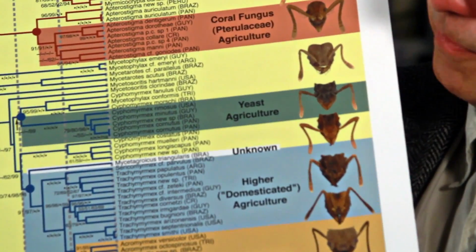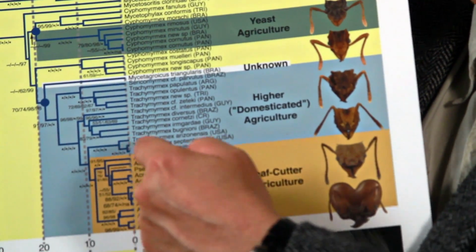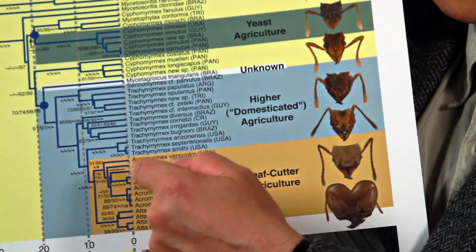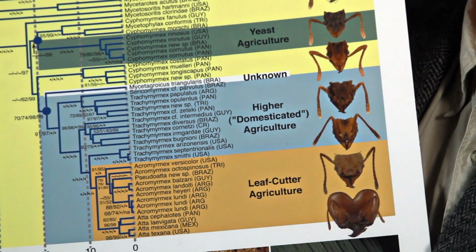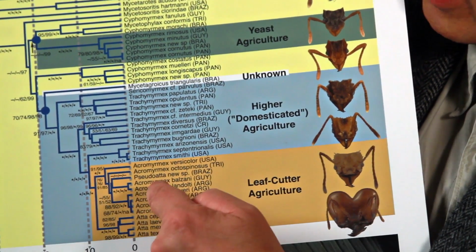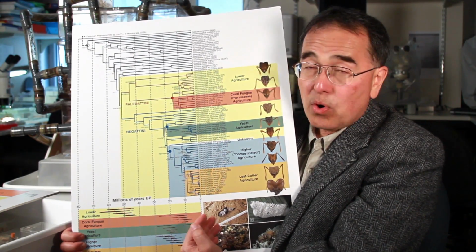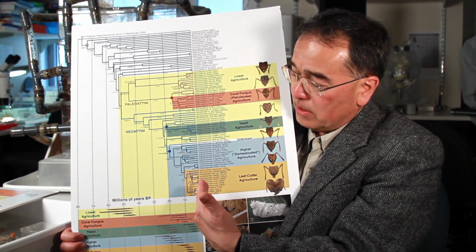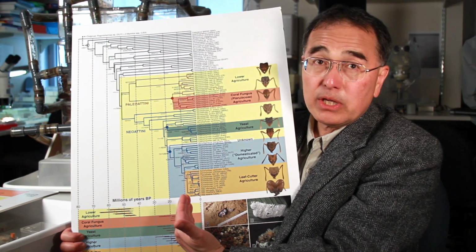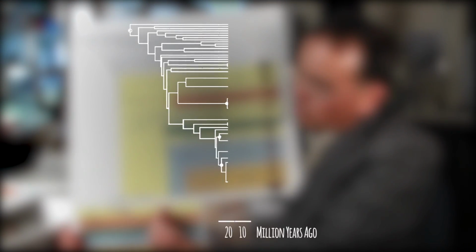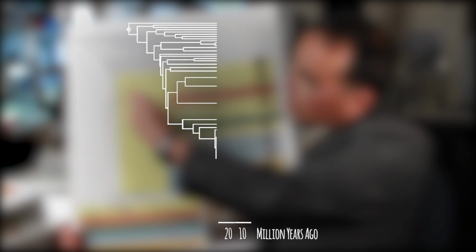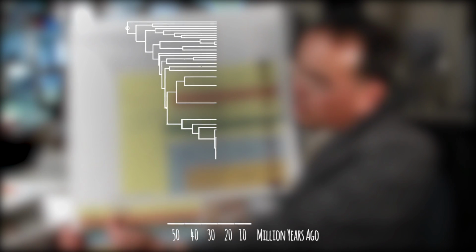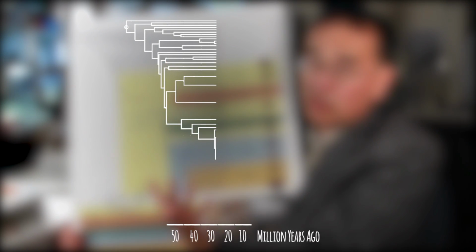At the tips of the branches are species that live today. Each one of these was collected somewhere in North, Central, or South America. And in fact, this is a chronogram. It's calibrated in years. And so this is 10 million years, 20 million years. And the common ancestor of all the fungus-growing ants lived about 50 million years ago, according to this.